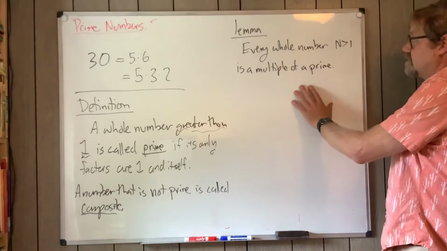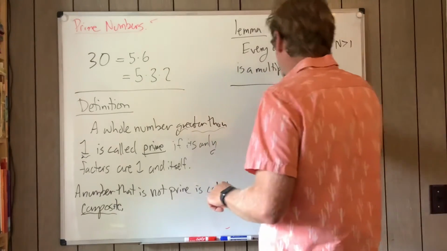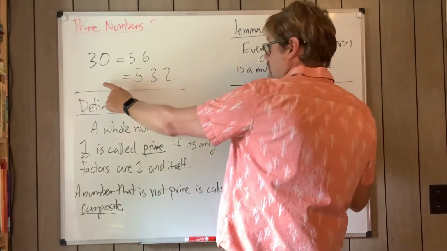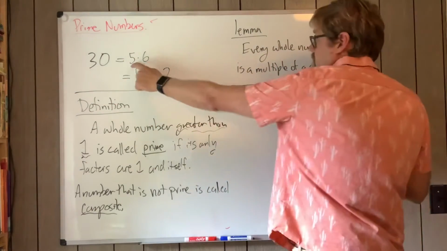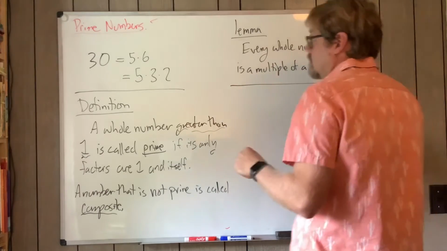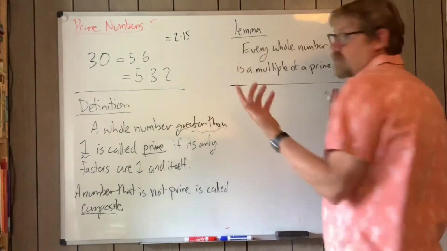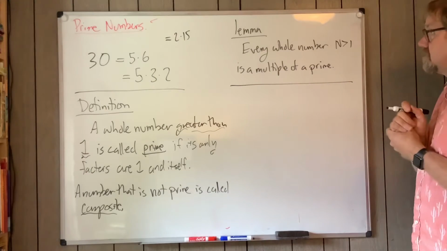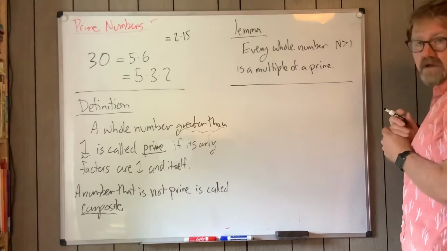So every whole number is a multiple of a prime. I can look at this example here. 30, I can write as 5 times 6. 5 is prime. I could also have written it as 2 times 15, and 2 is prime. So this has more than one example on it.